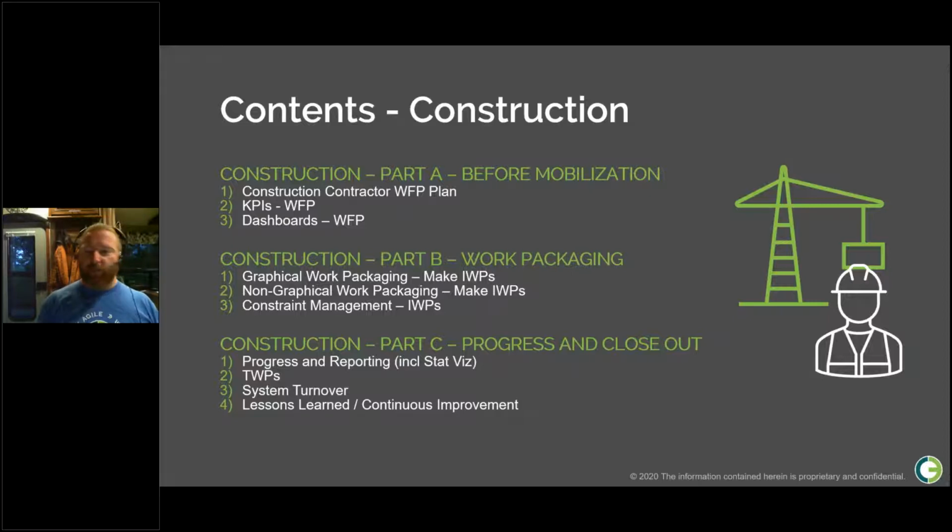Lastly, we're going to look at progress reporting, test work packages, and system turnover. Those things that you need to do once your workplace planning system is up and running to make sure that everything's going well. And also the idea that system turnover and test work packages, you have to consider those very early. This is where the rubber meets the road, and you're actually going to put those into process. Then in a reflection of real life, we'll close out with lessons learned and continuous improvement.